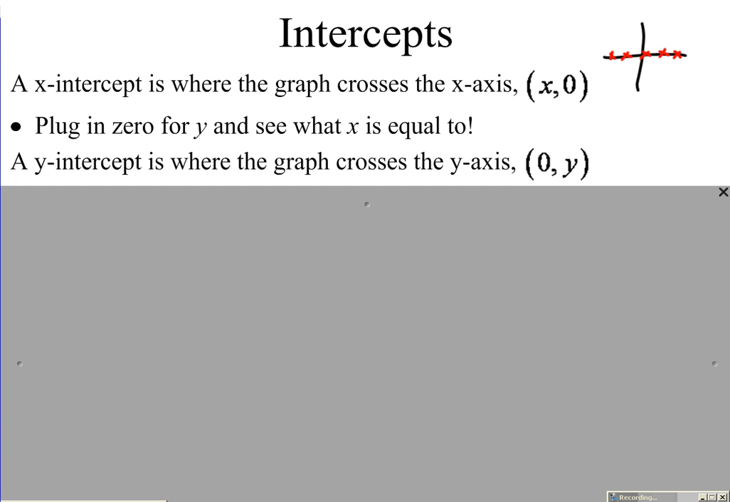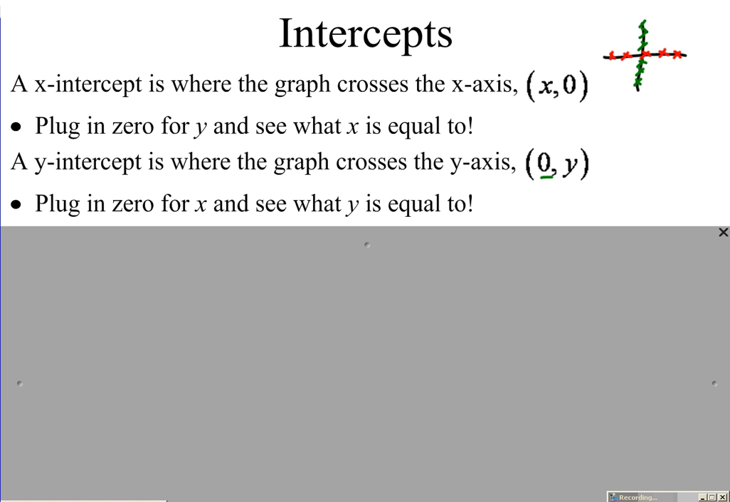Likewise, a y-intercept is where the graph crosses the y-axis. If I think of a point along the y-axis, anywhere on the y-axis here, the x-coordinate is 0. So y-intercepts will always have the form 0, comma y, where we are plugging in 0 for x and see what y is equal to.